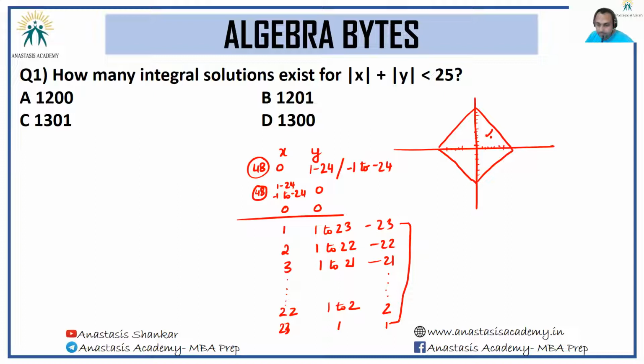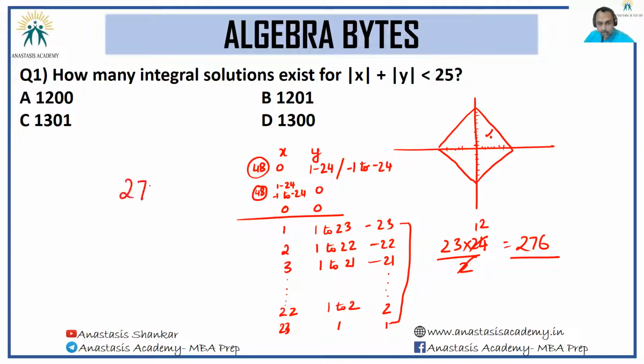So in the first quadrant, the number of cases you're going to get is the sum of the first 23 natural numbers, which is given by 23 into 24 by 2. So 23 into 12, so 230 plus 46, so 276. And these are just the points in the first quadrant. They will get repeated in all the 4 quadrants.